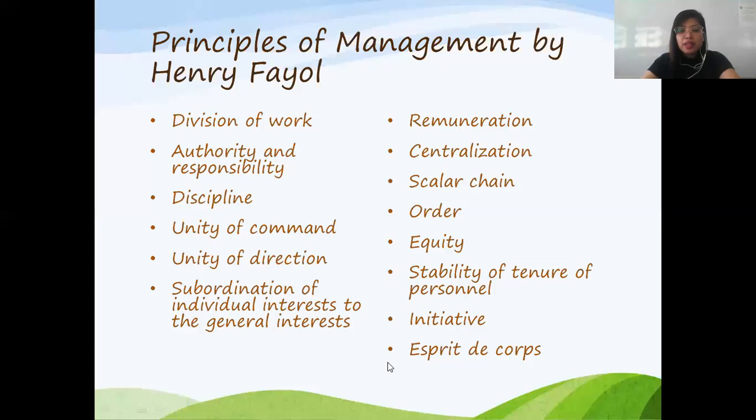Okay, so when we say esprit de corps, this means the entire employees are helping each other in order to have a smooth and harmonious relationship. Some companies and organizations have retreats or vacations outside the town. They have this activity or team building activity in order to improve the relationship between each and every employee. So that's esprit de corps. So these are the principles of management.